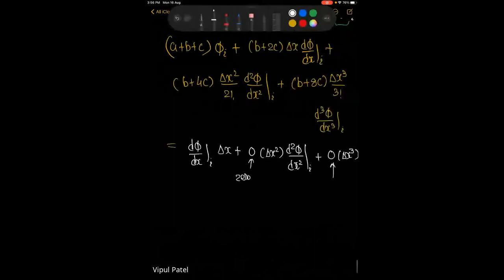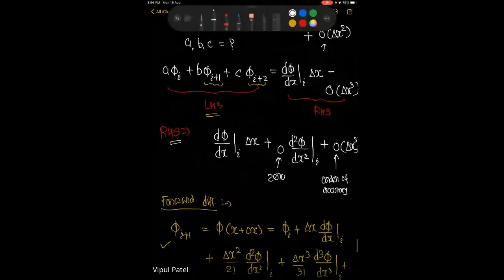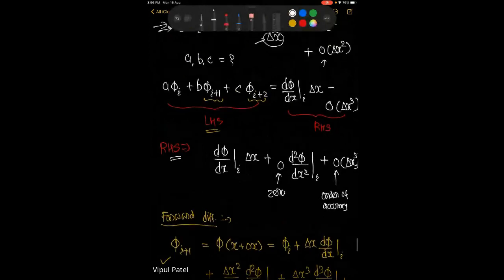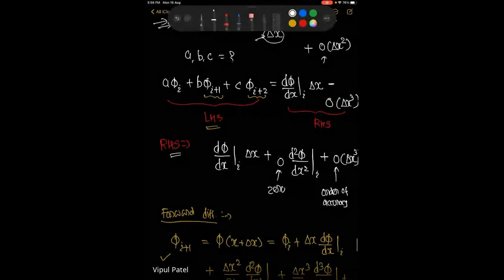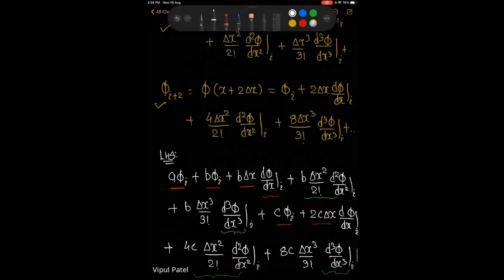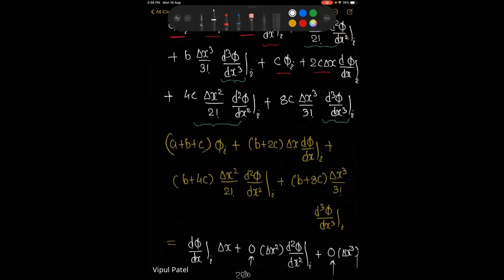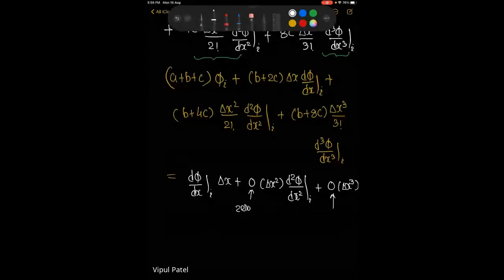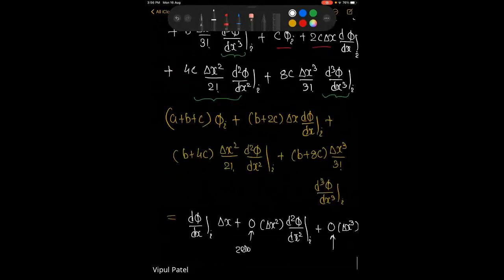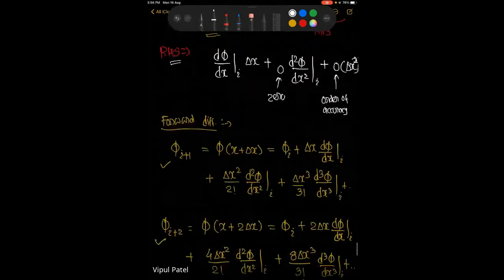Let me check. Yeah, so this is the term which we will be having, but I think this is actually square. Order of accuracy is a square. No, it was actually a square, but since we multiply that square with delta x, that's why you have a delta x cube, right? So this was the term on the right hand side. So this was actually correct. This was 3.